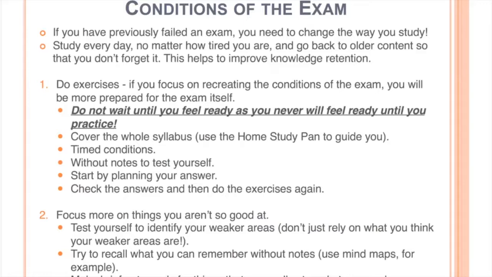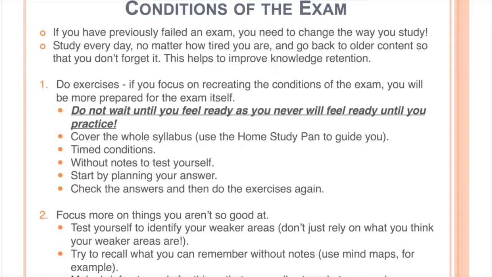So that's all about the exercises. At the same time, you should be focusing on the things you're not so good at. So how do you know what your weaker areas are? You need to be testing yourself to identify them. So don't just think, oh, I think I'm not very good at it. Test yourself. Are you good or are you not good? It could be you're better at some areas than you think. And it could be that you're worse at others and you think you're good. So test yourself to identify your weaker areas. Don't just rely on what you think your weaker areas are.